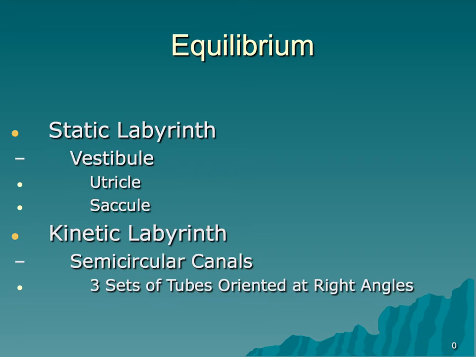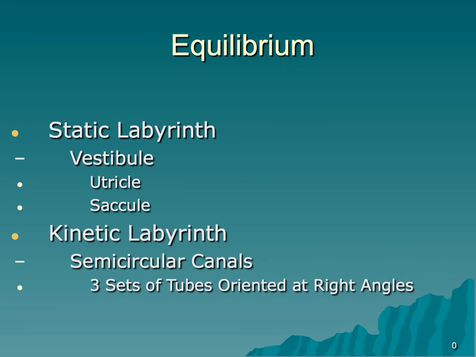Next, we move over to equilibrium. For equilibrium, we are concerned with static equilibrium, and that is equilibrium while you're standing still and keeping track of the ground, or which way is up relative to gravity. So we have a system of the vestibule, which is within the static labyrinth, and within the vestibule there's two distinct areas. There is the utricle, and then there is the saccule.